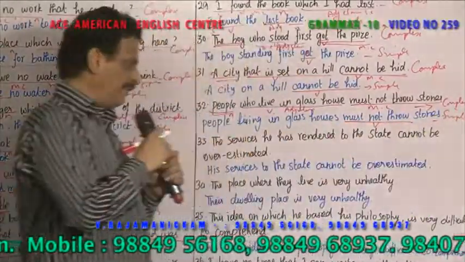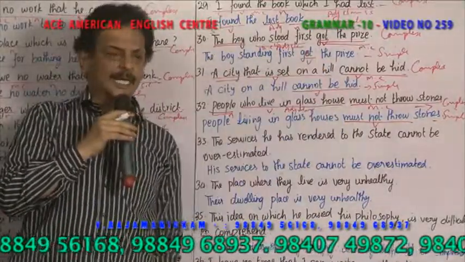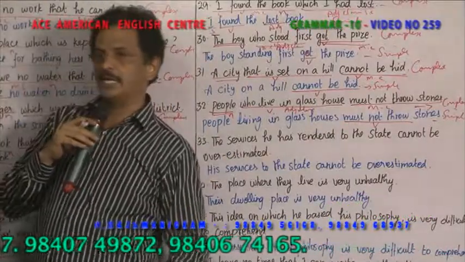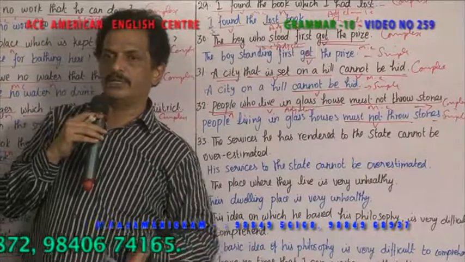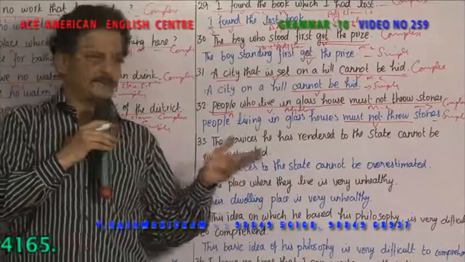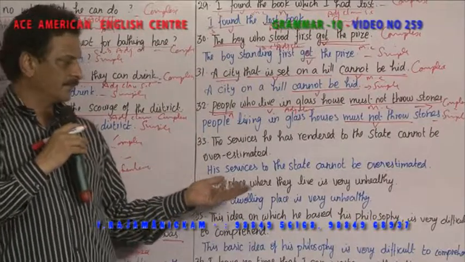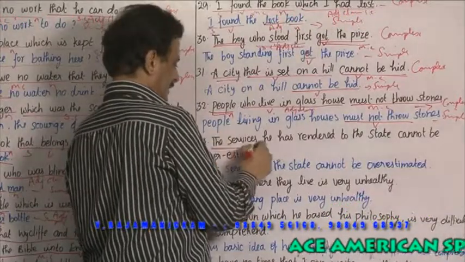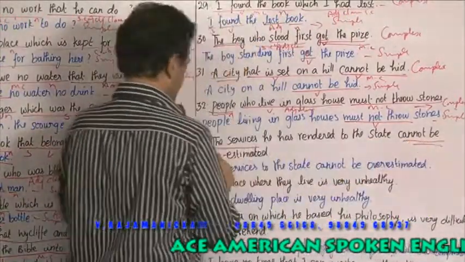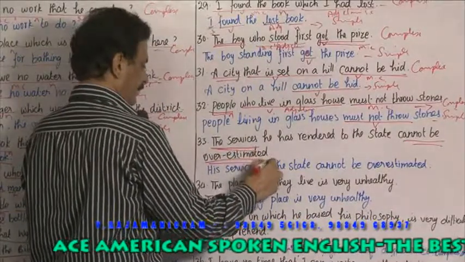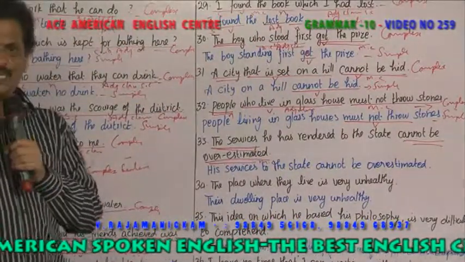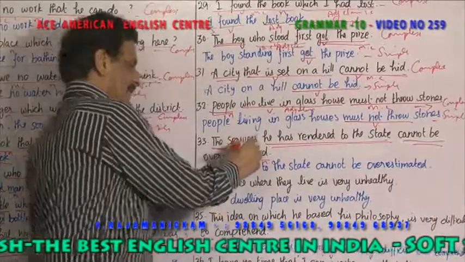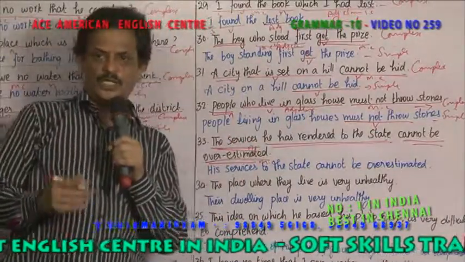Next is, the services he has rendered to the state cannot be overestimated. The services, see, for example, Abdul Kalam, the services he has done for the nation cannot be overestimated, right? So how do you form a sentence? Which is the adjective clause? The services cannot be overestimated, right? This is the main clause. And what is the adjective clause? He has rendered to the state. So this, he has rendered to the state, qualifies the noun services.